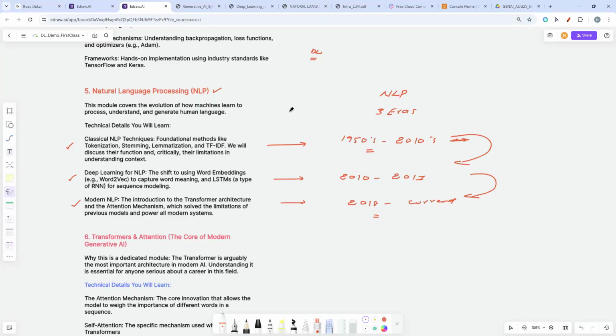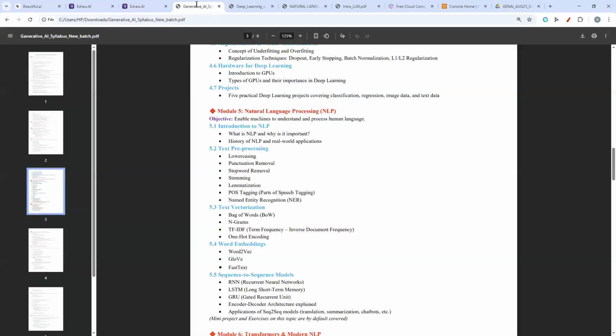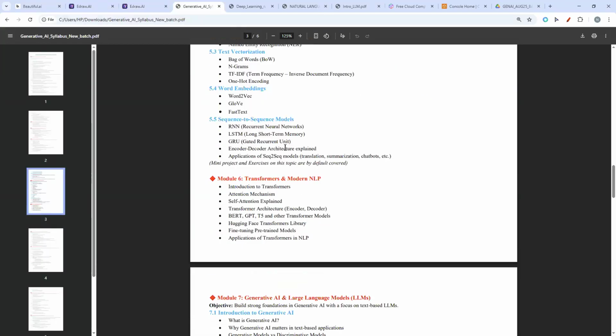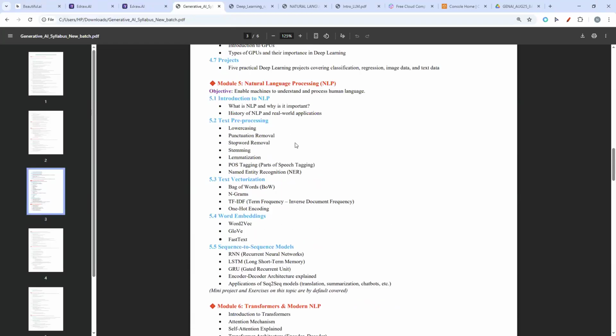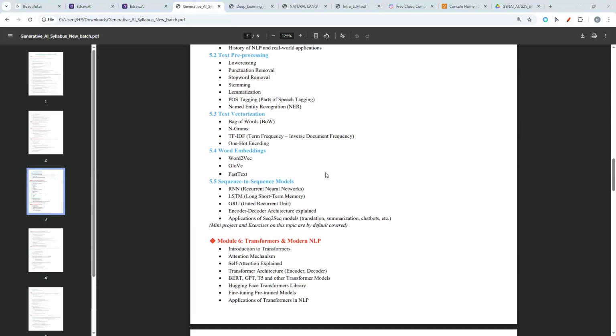All right, and natural language processing, and then once it is done, in between you will have sequence to sequence models and all. And see here, this is the NLP syllabus, and if you look at this, okay, I'm not able to write. Okay, fine.